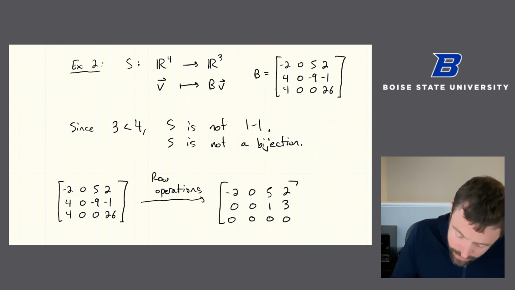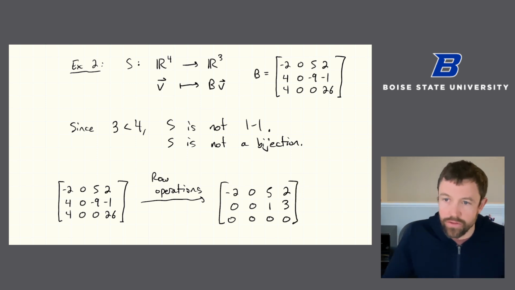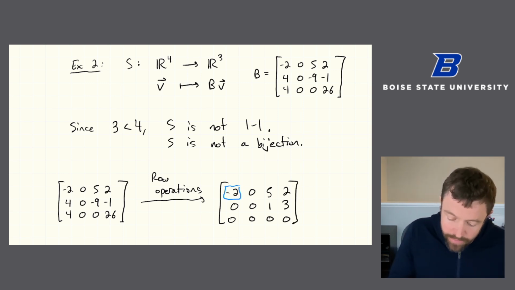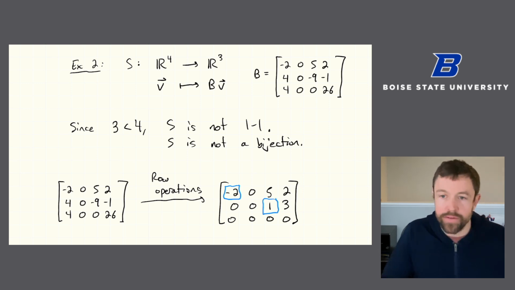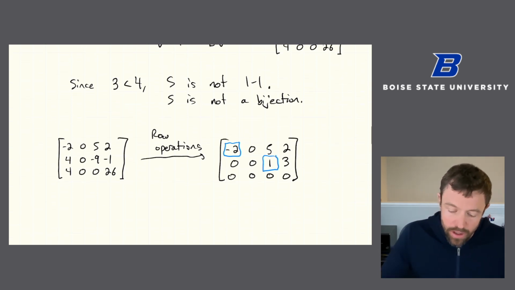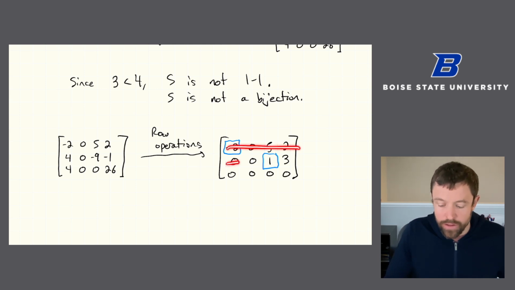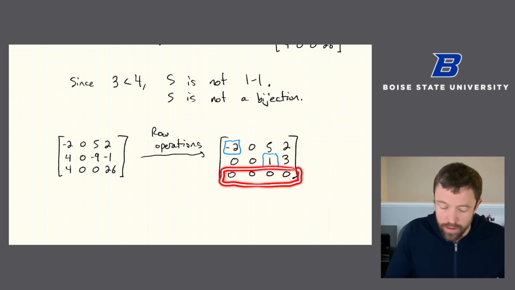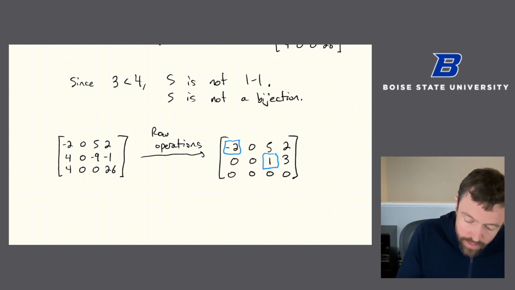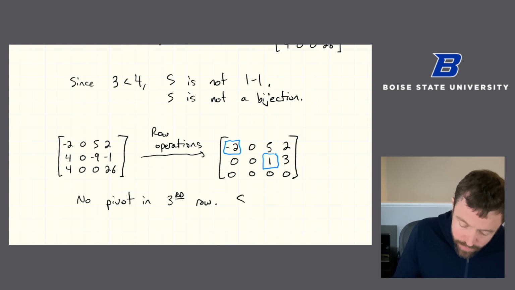And again, if you're doing this on your own and trying to check that you can do these things, you might end up with a different matrix, but you'll end up with the same pivots. These are the two pivots. There's only two pivots here. And we're trying to check if it's onto, so we have to check, is there a pivot in every row? And there's not. So there's no pivot in the third row. So S is not onto.